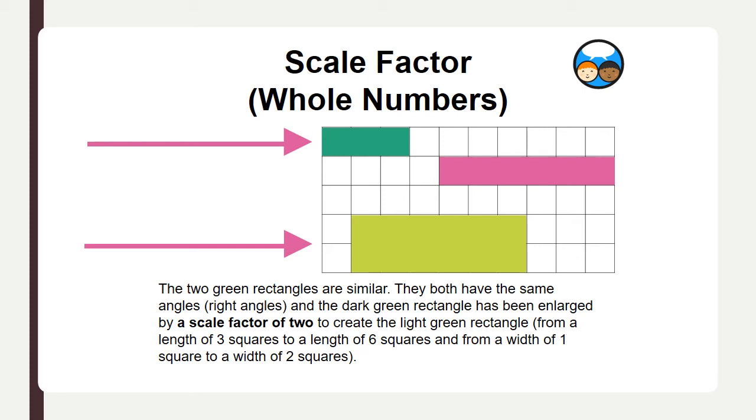Whereas if we look at the pink rectangle, although one side has been enlarged by multiplying by 2, the other side hasn't been enlarged by a scale factor of 2 as well, hasn't been multiplied by 2, so therefore the pink one is not similar to the other 2 rectangles.